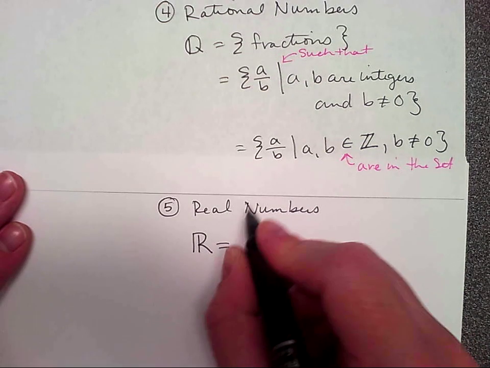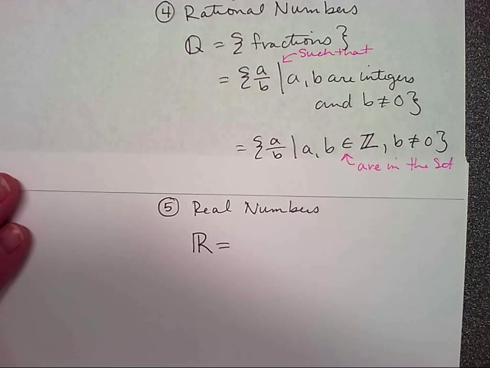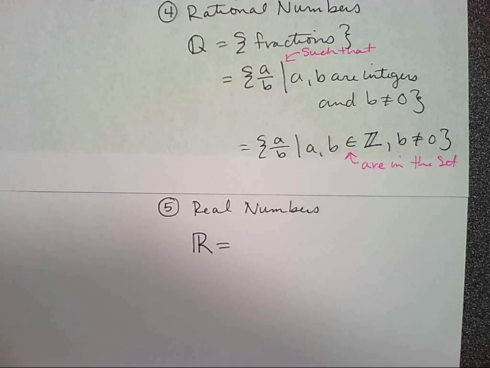So the real numbers, so it's more than fractions, right? Can somebody give me an example that's not a fraction? What's a number that cannot be written as a fraction? Pi, really good. Pi, because the decimal does not repeat, it cannot be written as a fraction. What's another example? We did a bunch of them in class. They were on the first test.